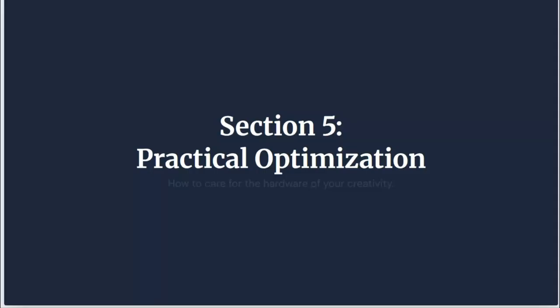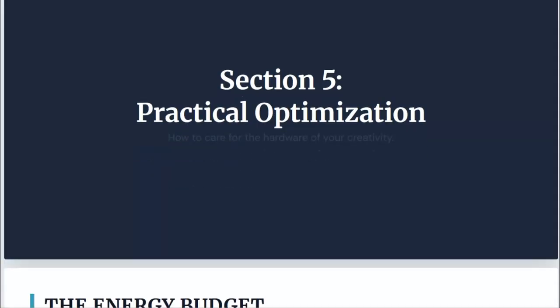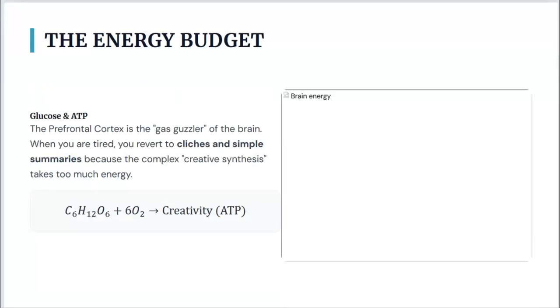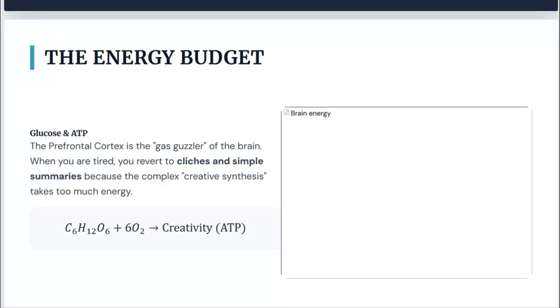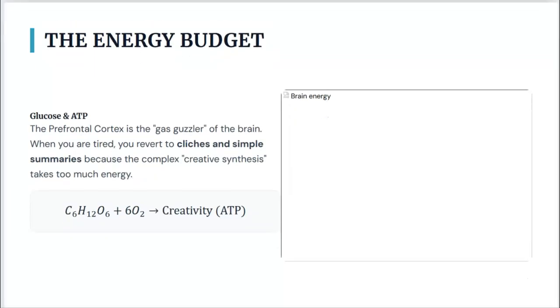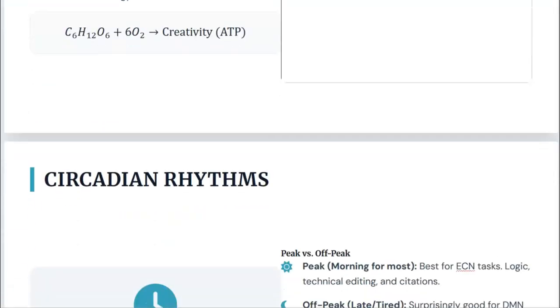Section 5, practical optimization. Glucose, ATP. The prefrontal cortex is the gas guzzler of the brain. When you're tired, you revert to cliches and simple summaries because the complex creative synthesis takes too much energy. So this is time to recharge, go on a walk, get oxygen, eat something nutritious.